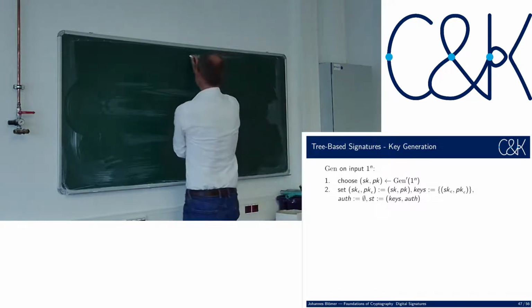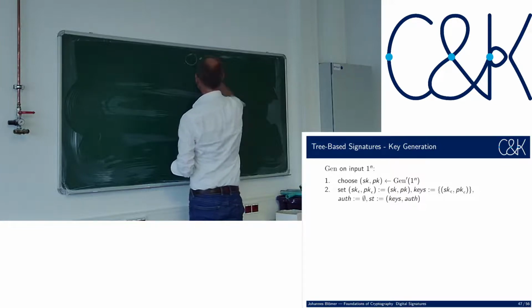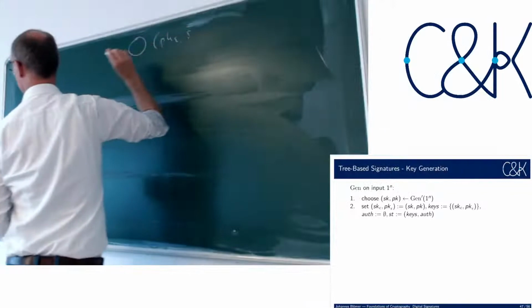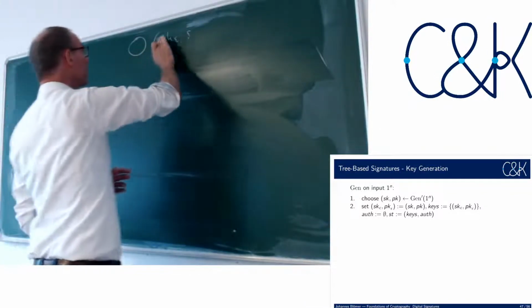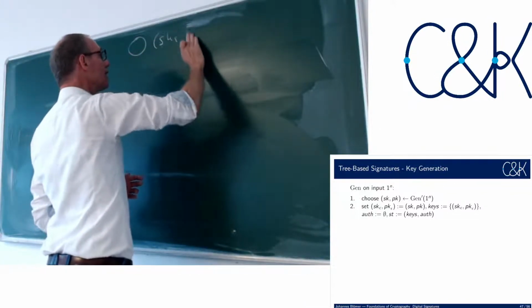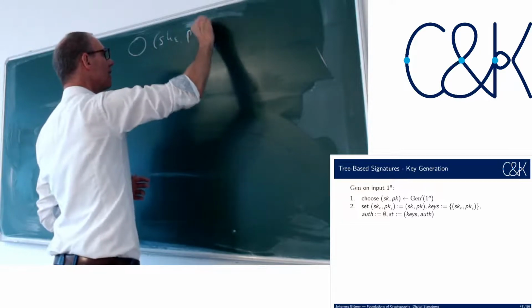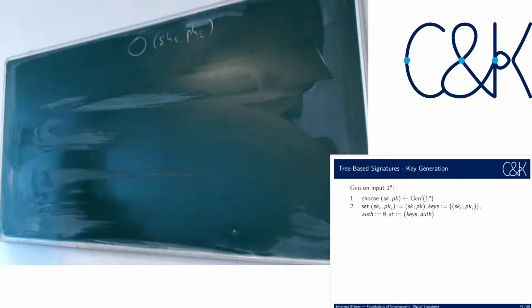So we kind of have here a root, and say here we have pk epsilon, sk epsilon. This sits in the root.